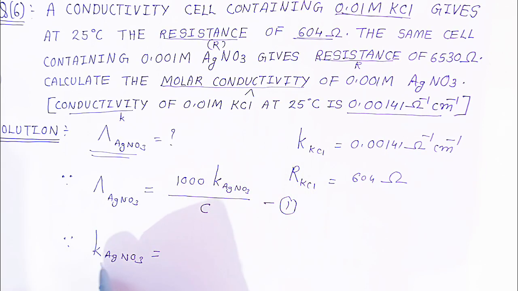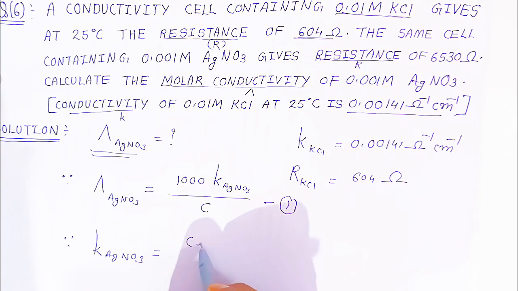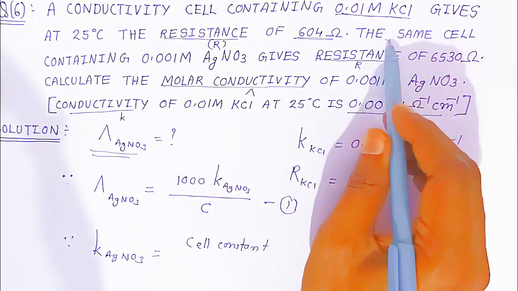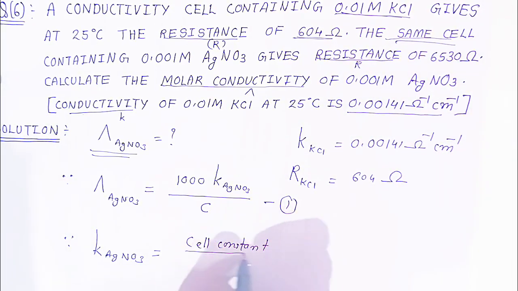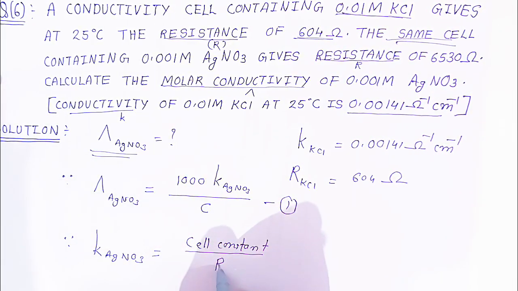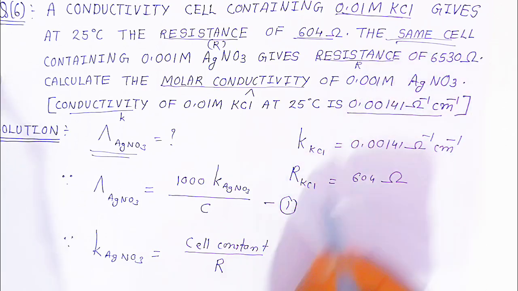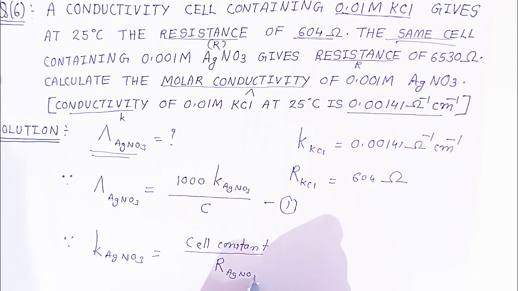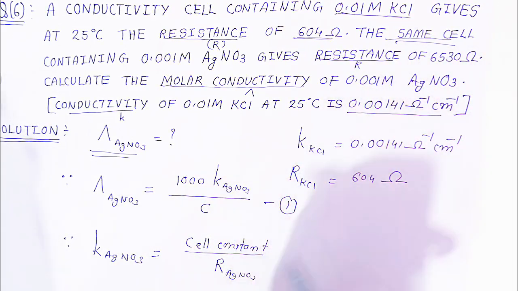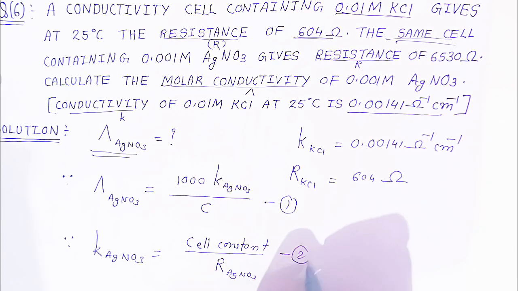If you want to calculate only the conductivity of silver nitrate, you should know the formula, that is cell constant. Cell constant, because same cell we are using students. So cell constant you have to divide with resistance of silver nitrate. Because of the silver nitrate, how much resistance is coming in conductivity cell. So students, these two formulas are very important students.